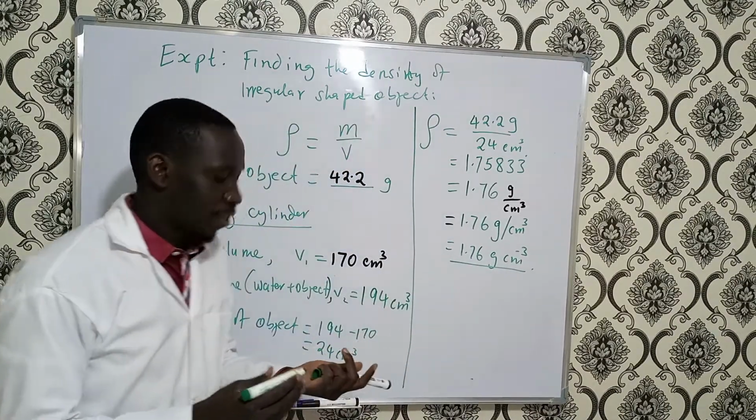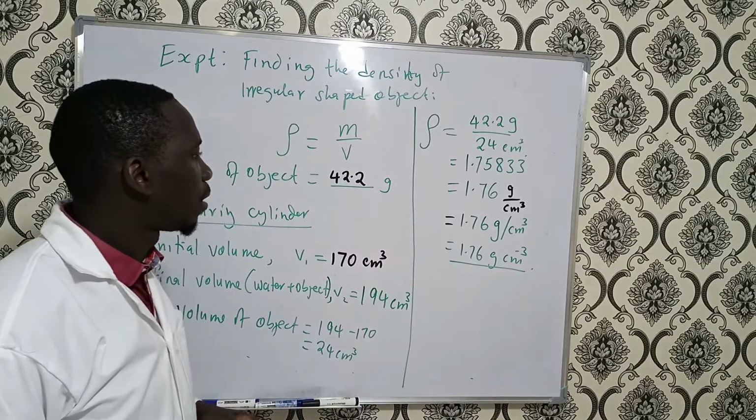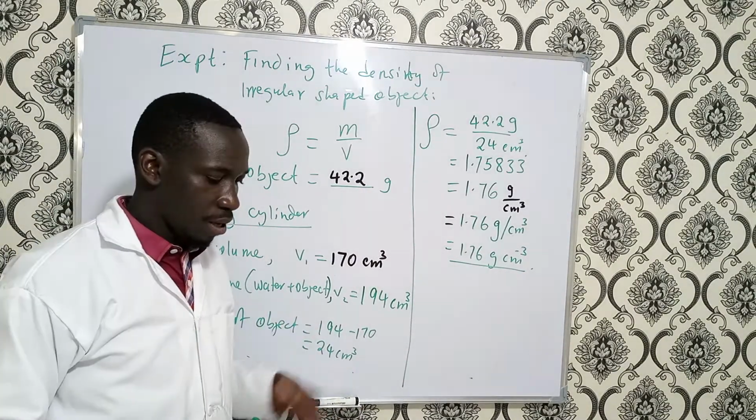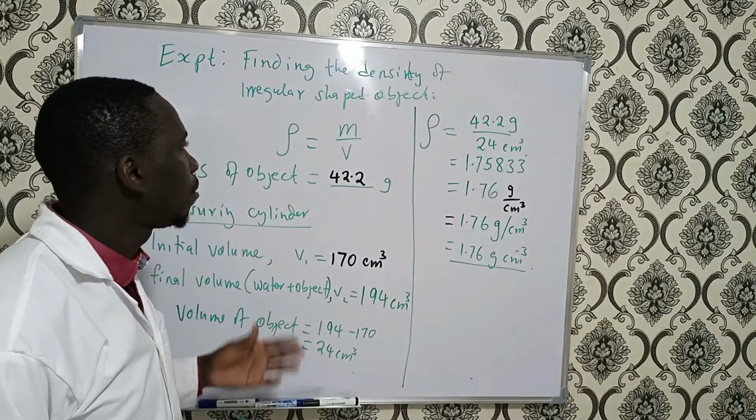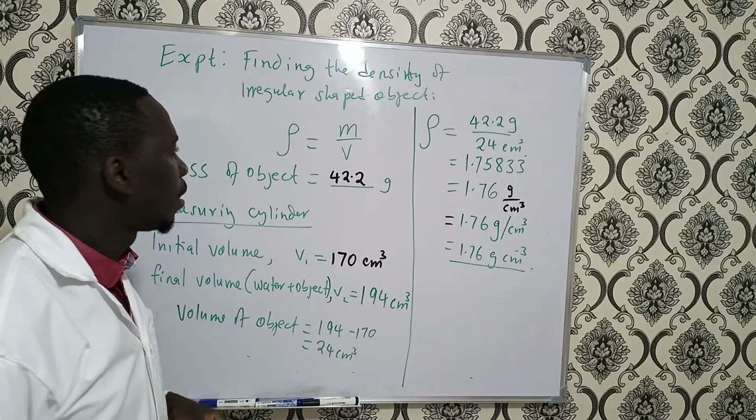Thank you. So I hope you've enjoyed this and you've learned how to find the density of an irregularly shaped object by, first of all, finding the volume by the displacement method, and then measuring the mass.